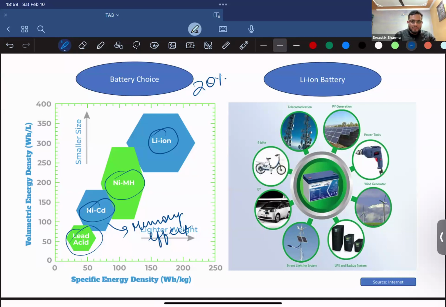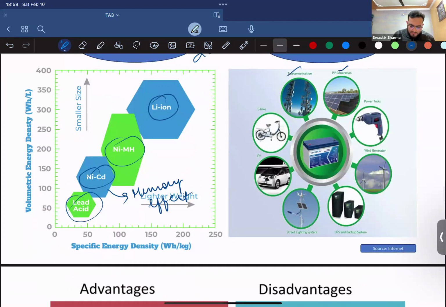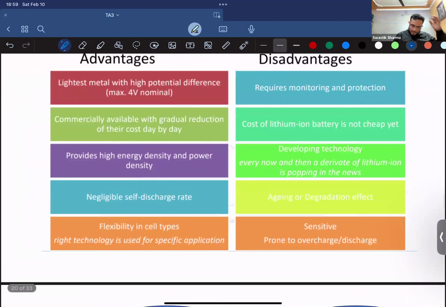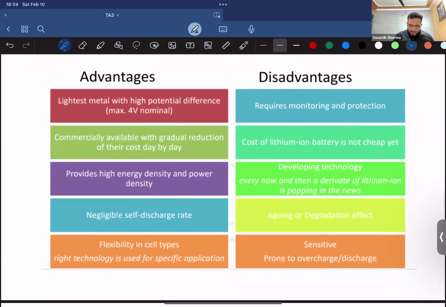Lithium ion has zero memory effect. These are newer versions which are able to hedge the effect of memory. Right. And it finds use in many different applications: telecommunication, PV generation, bikes, EVs, street lighting system, UPS, wind generation, power tools. But for all, there are some advantages and disadvantages. So I request you to go through them.